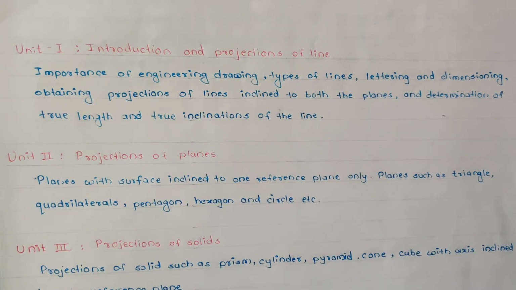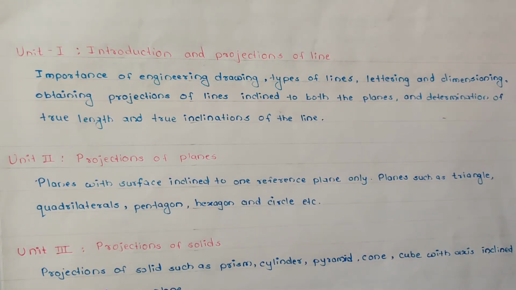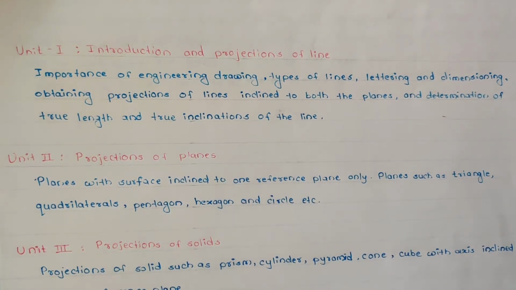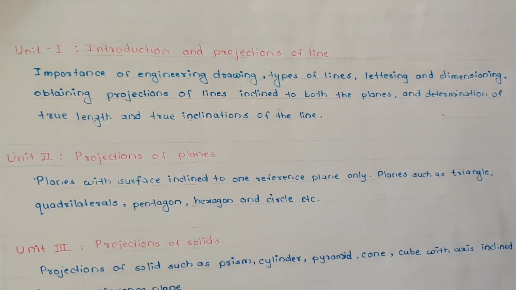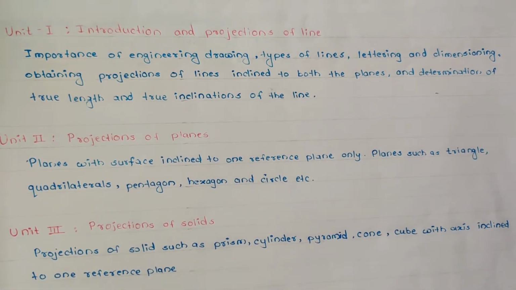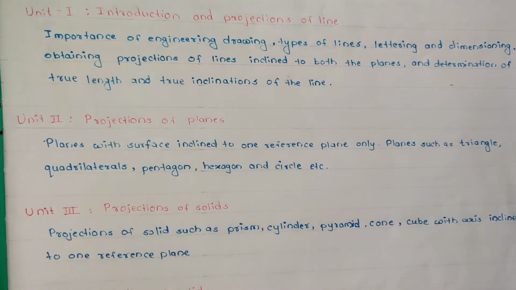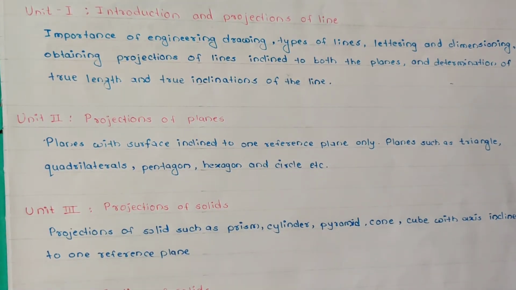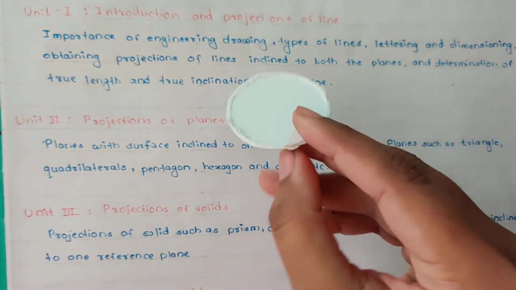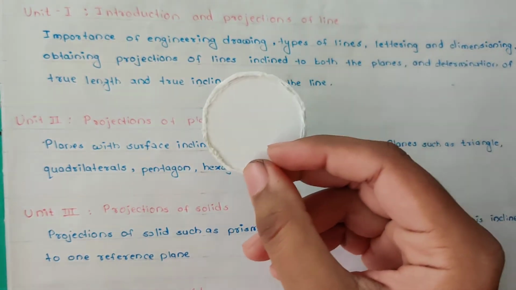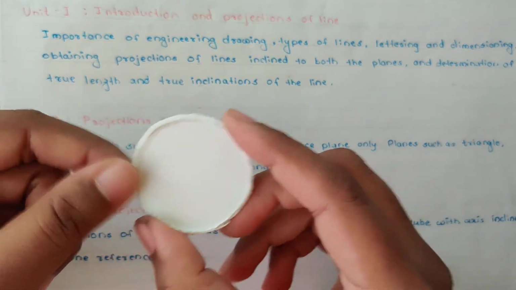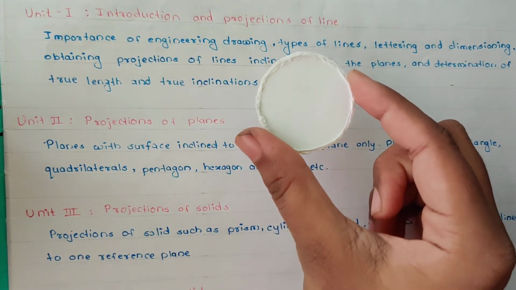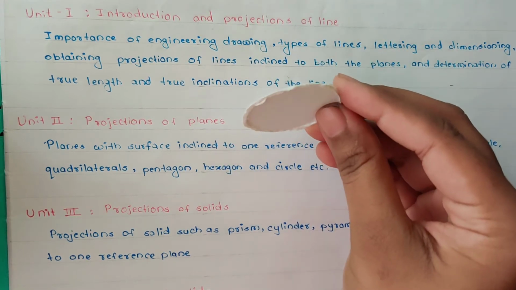So before that, we are going to see the syllabus of engineering drawing. The first unit is introduction and projection of line, that is, the types of lines, information about lines, introduction, and importance; everything is given. Then the second is projection of planes. For example, this is a plane, right? It is a surface. So in that case, the top view of this and then the front view of this are given.